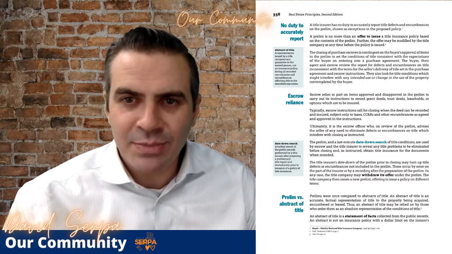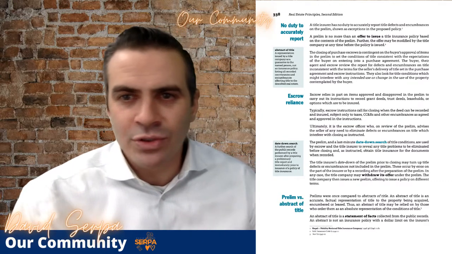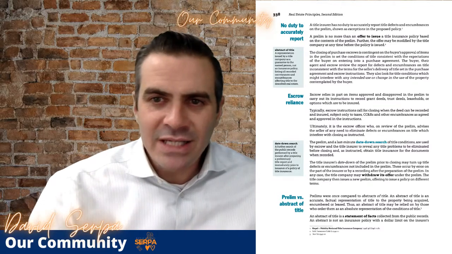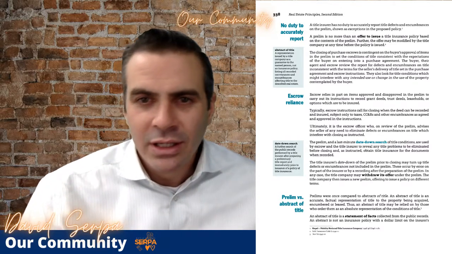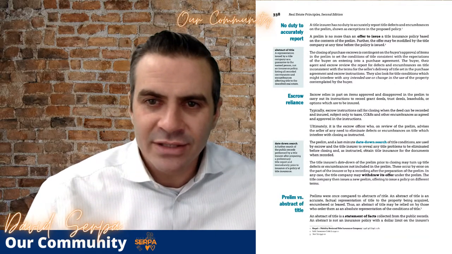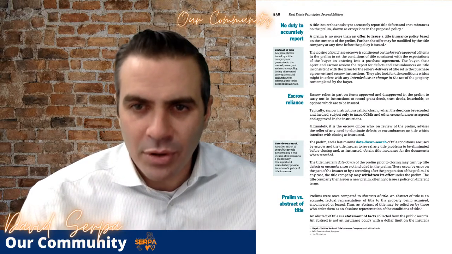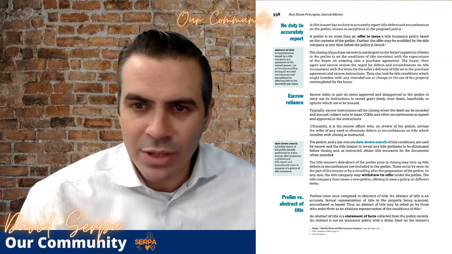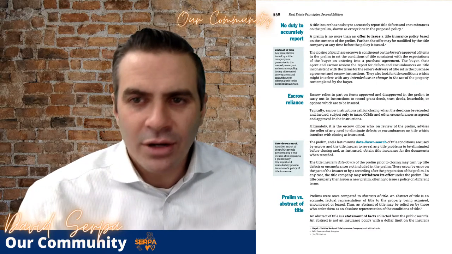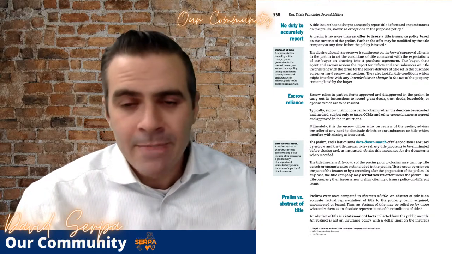The prelim and last-minute date-down search of title conditions are used by escrow and the title insurer to reveal any title problems to be eliminated before closing, and as instructed, obtain title insurance for the documents when recorded. The title insurer's date down of the prelim prior to closing may turn up title defects or encumbrances not included in the prelim. These occur by error on the part of the insurer or by recording after the preparation of the prelim. In any case, the title company may withdraw its offer under the prelim. The title company then issues a new prelim offering to issue a policy on different terms.